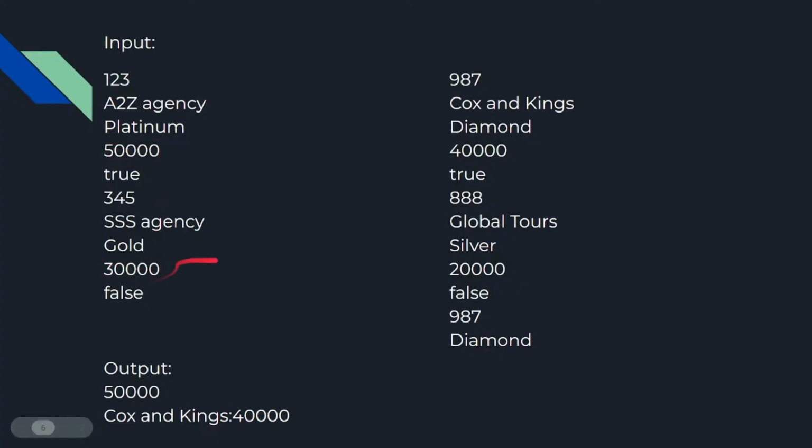You can see here it is 30, here it is 40, and here it is 20, but this one is 50, so we have output it 50,000.